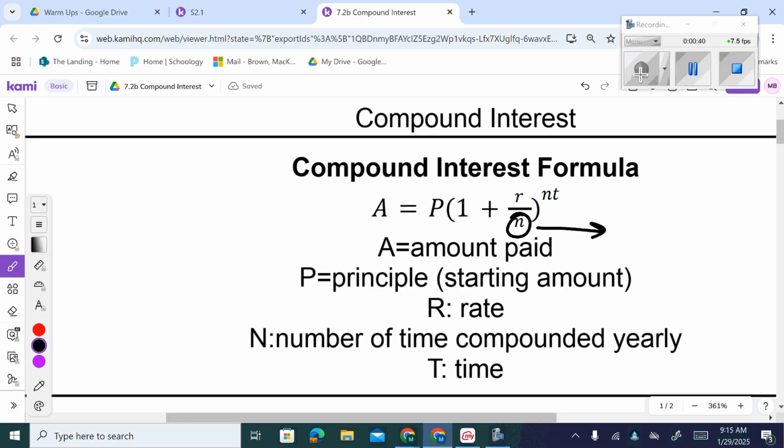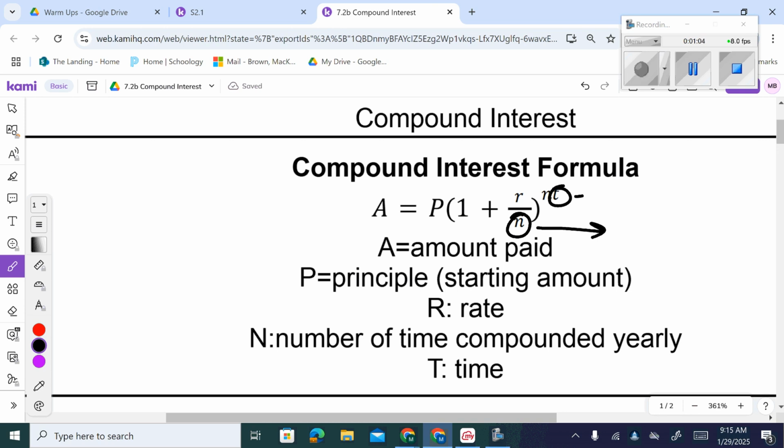This N is where it gets a little bit different, okay? It says N is the number of times it's compounded yearly. So that means how many times they're going to give you interest on it. If it's compounded quarterly, how many times do you think that is? 4, because aren't there 4 quarters in a whole? What if it was compounded monthly? How many months are in a year? 12. 12 would go there, okay? So N is the number of times it's compounded.